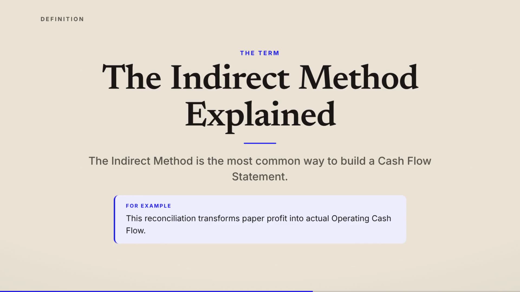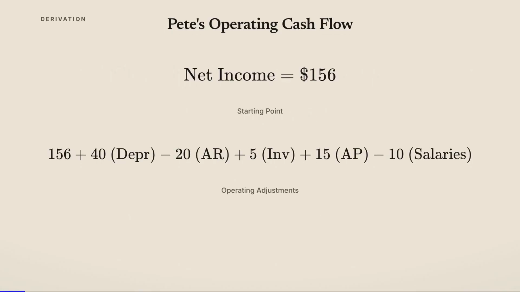Conversely, if we owe suppliers money, accounts payable, and that balance increases, we haven't spent the cash yet, so we add it back. We also add back depreciation, which is a non-cash expense representing the wear and tear on assets like ovens. This reconciliation transforms paper profit into actual operating cash flow. Let's calculate Pete's operating cash flow step by step.